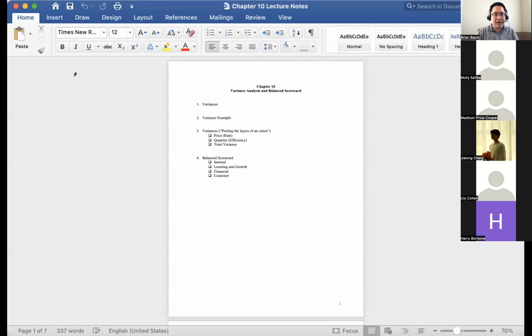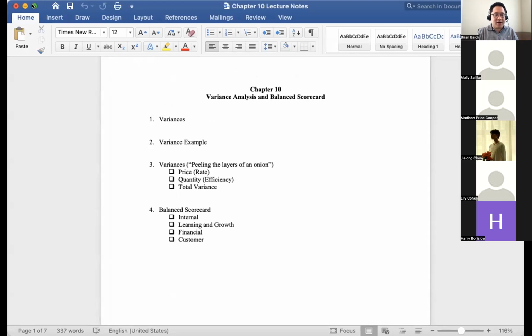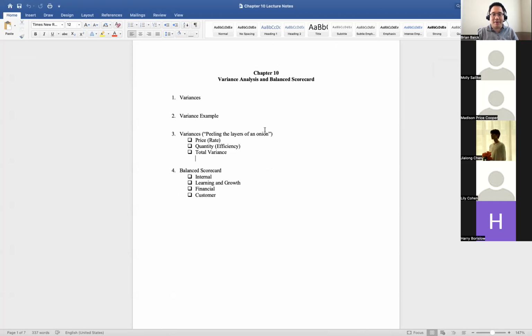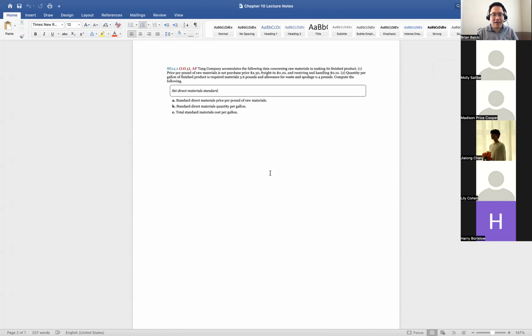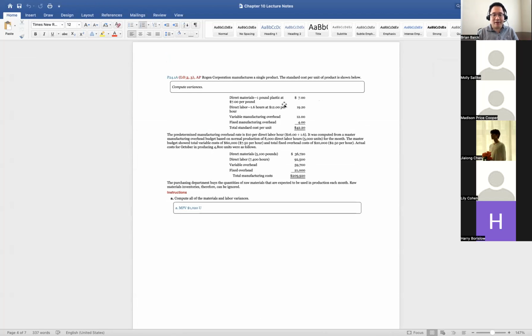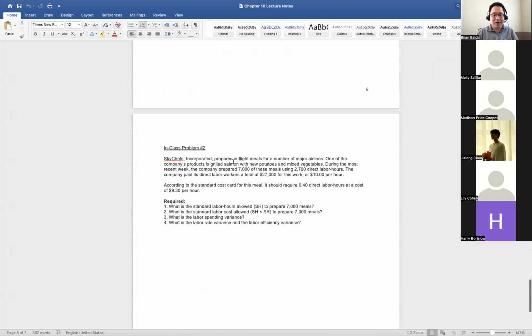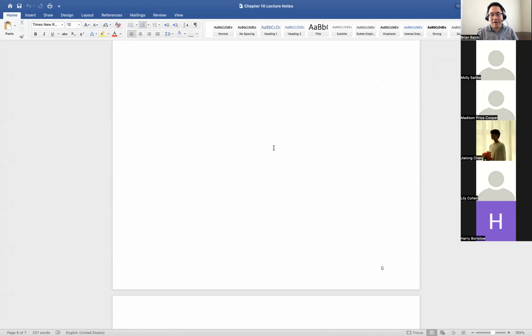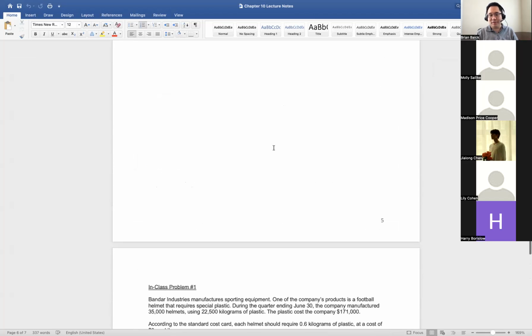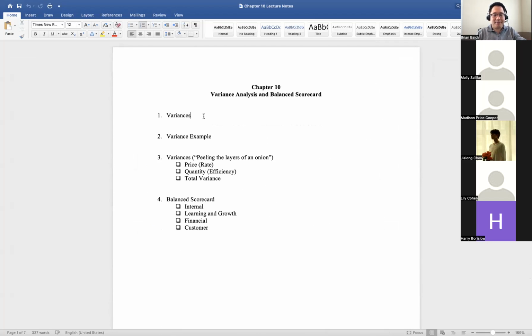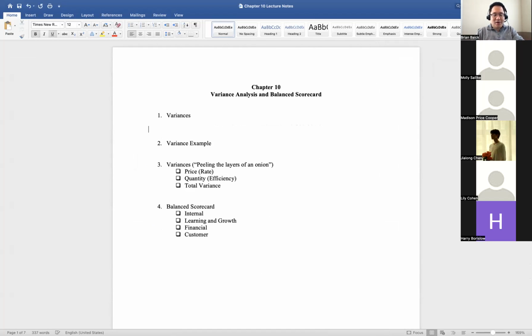If you go into Connect, you can see that we have the notes posted. These are the chapter 10 notes. What we're going to do today is talk about variance analysis. We'll touch a little bit on the balanced scorecard because those two things tend to go together. And then further down, we have a number of different problems that we can do together. The last two problems, in-class problem 1 and in-class problem 2, are the same type of problems that you have on your homework. Okay, so that's the agenda for today. All right, let's go ahead and get started.